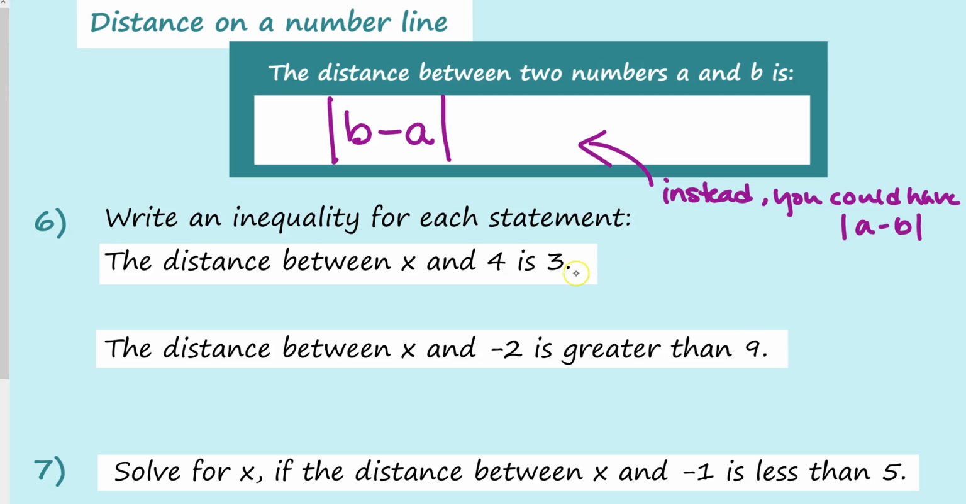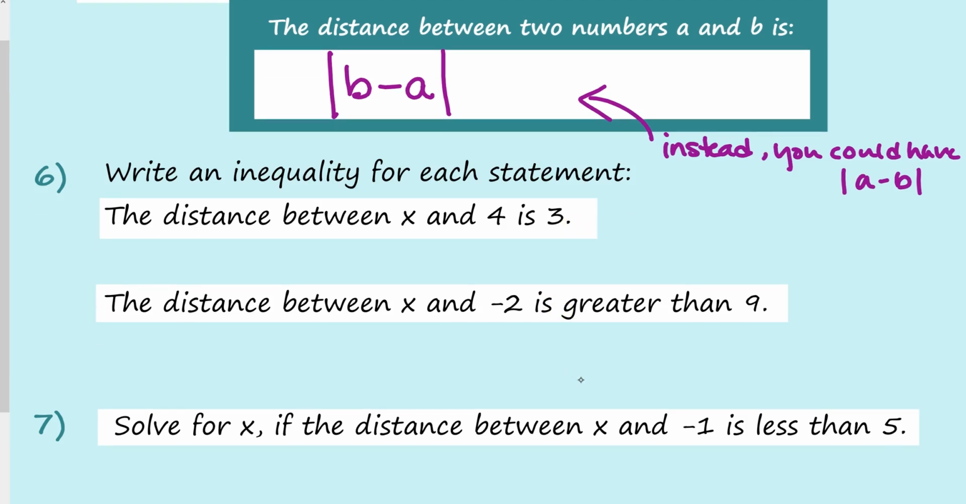Okay, write an inequality for each statement. And in some cases, maybe it's an equation. Like this one says is, so it's going to be an equation. The distance between x and 4 is 3. Well, we just learned that to get the distance between two things, you subtract them and take the absolute value. So to get the distance between x and 4, we would subtract them and take the absolute value. And that's going to equal 3.